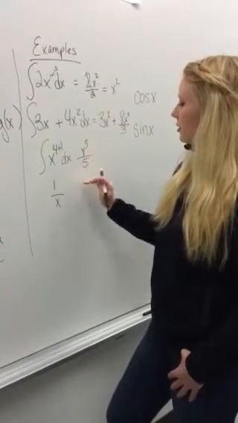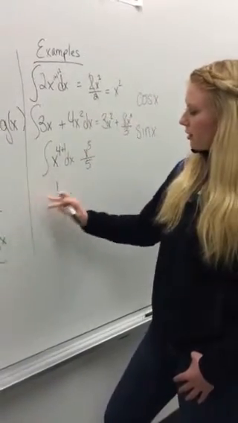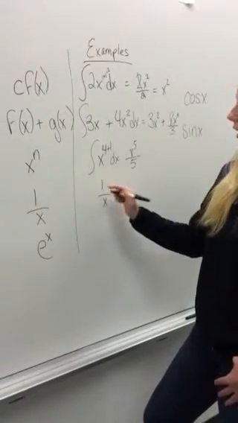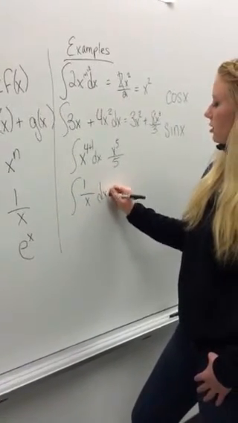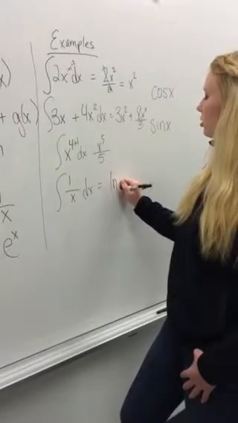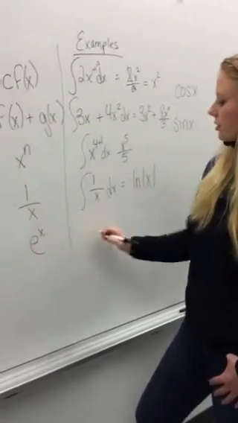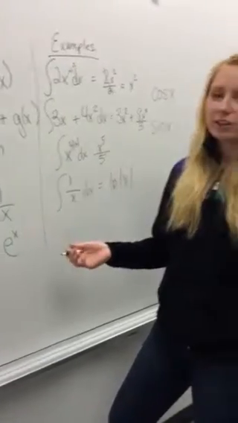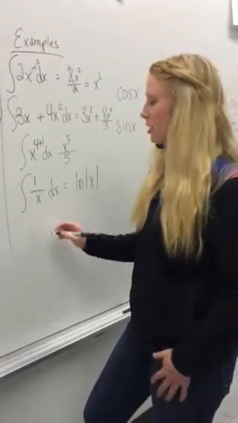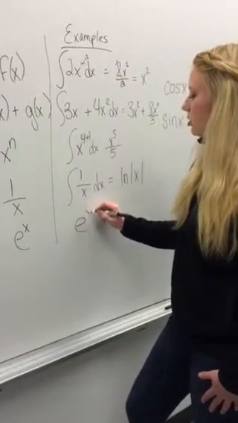This one, 1 over x, the integral of that is just the natural log of the absolute value of x. And then we have e to the x, and it's just kind of like derivatives where it's going to be exactly the same. And so in this case, it's still just e to the x.